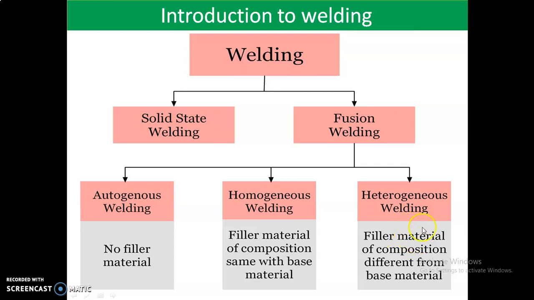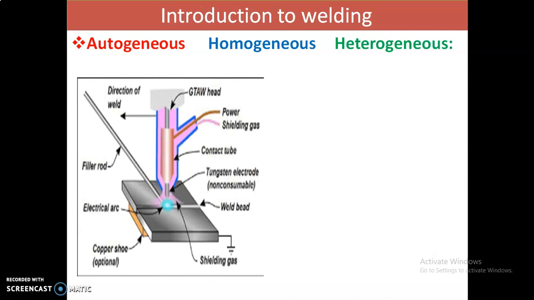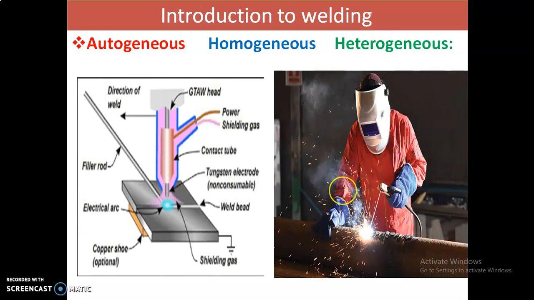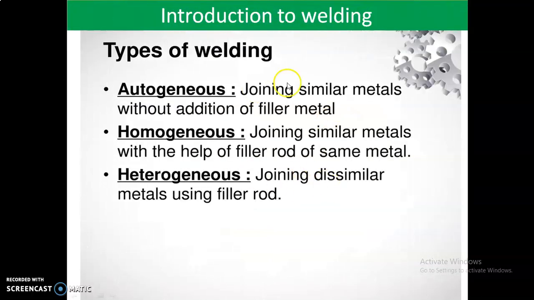What is heterogeneous welding process? If we join two dissimilar metals by using a filler rod, that welding process is known as heterogeneous welding process. I hope you understand about the autogeneous, homogeneous, and heterogeneous welding processes. Once again, see, this is about the autogeneous, homogeneous, and heterogeneous welding processes.